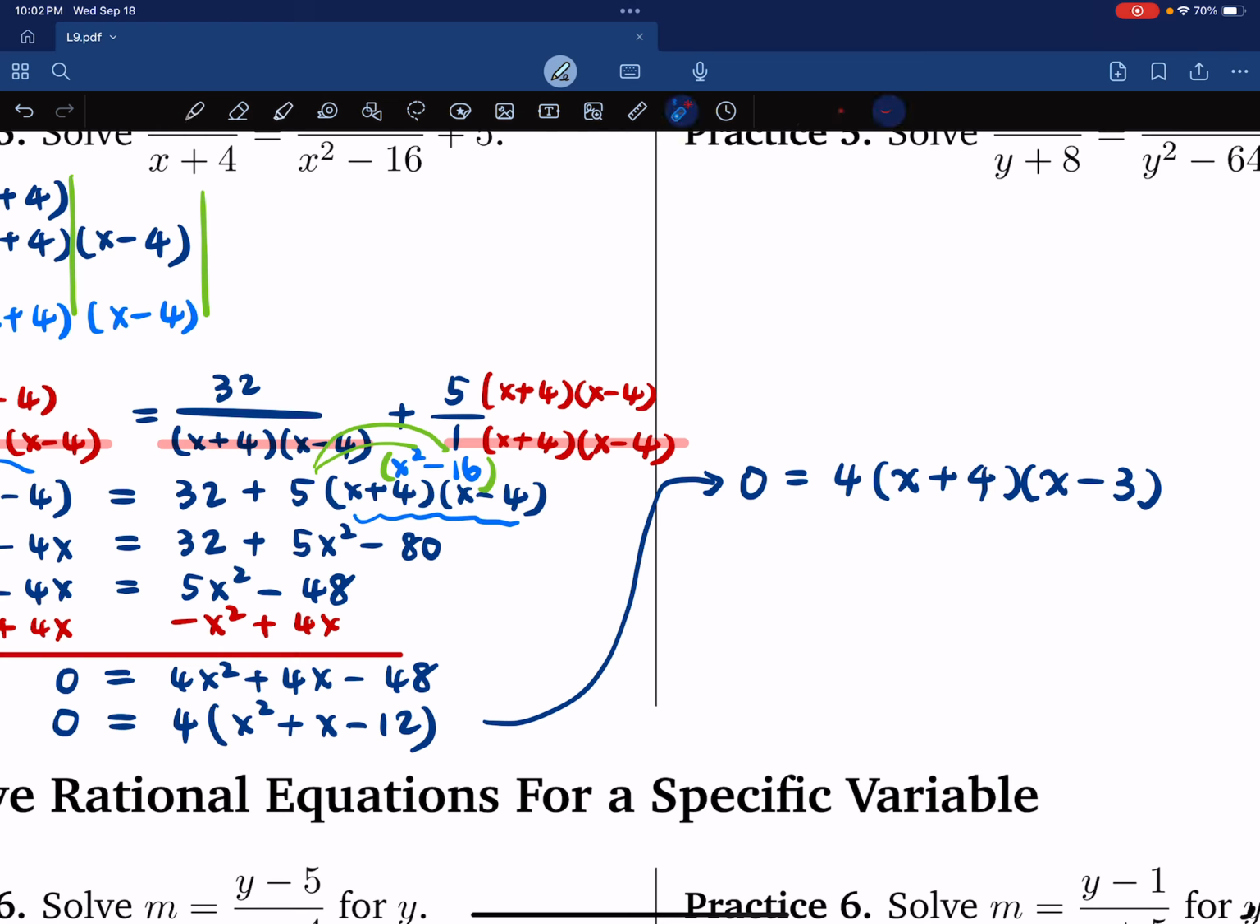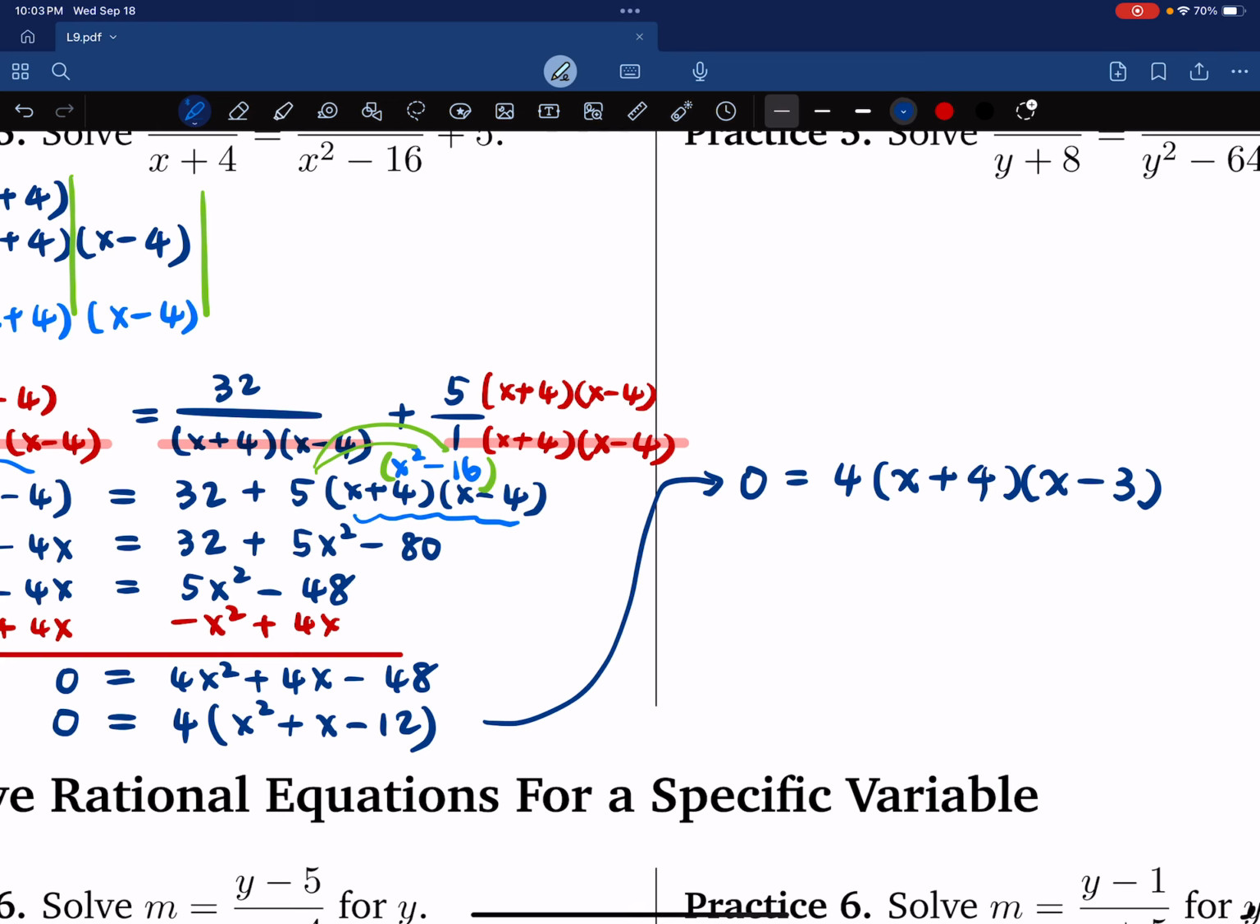And then if you do the outer and inner, let's see what we have. The outer is negative 3x, and the inner is 4x. And if I add these two, I get x. And that is indeed what we need in the middle. So this is the right way to factor it.